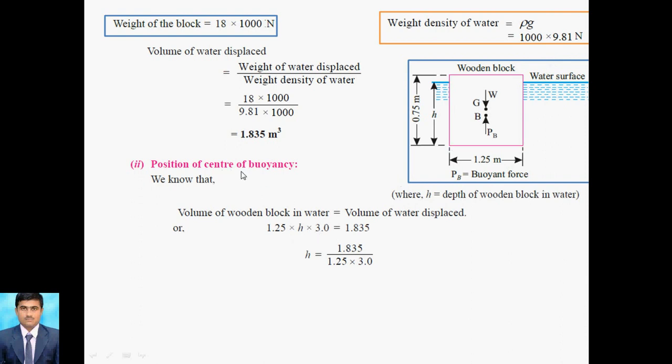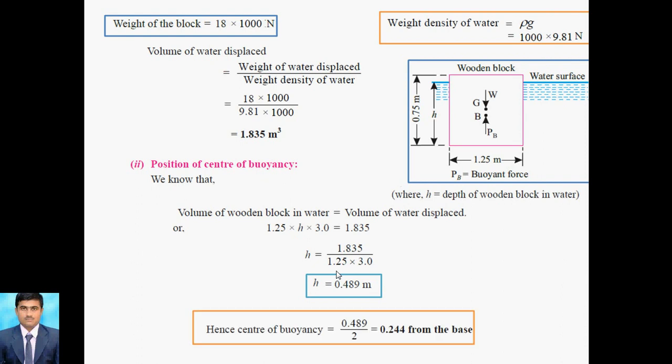So we have to find out the center of buoyancy. That's why I can write volume of the block. Okay, so this is the volume of the block, we can see that. And volume of water displaced is given directly, that is 1.8325. So after solution we can get the value of 1.8325 divided by 1.25 into 3. So that is the value of h. So h is equal to 0.489.